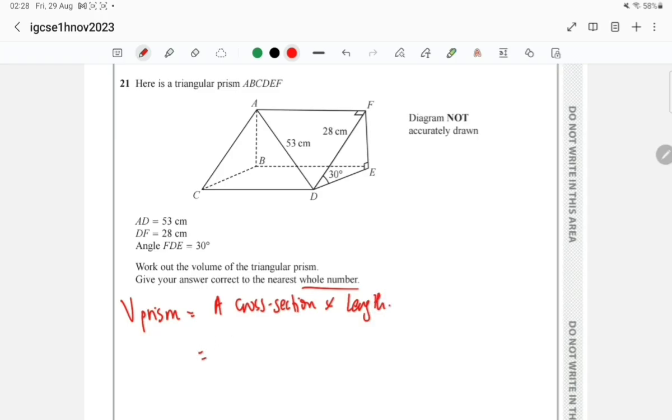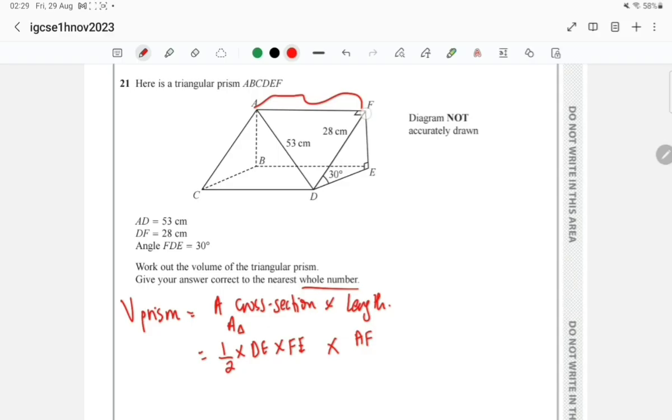Now here, what is my cross section? My cross section is this triangle, right? So area of the triangle, cross section, would be half times the base, which is DE, times the height, which is FE. Okay, so area of triangle is half times base times height, multiplied by the length, which is AF. Now let's find the area of the cross section first.